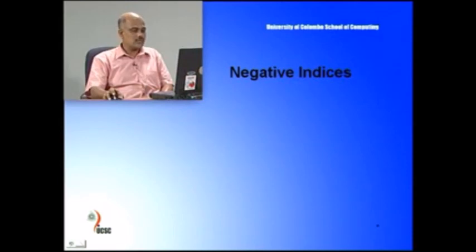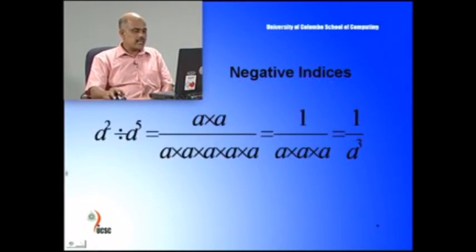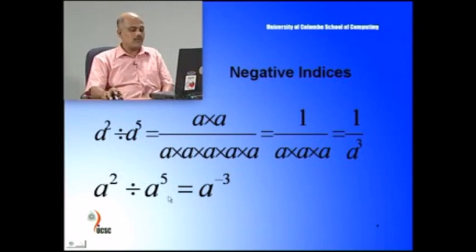Now, let us look at the interpretation or explanation of negative indices. Look at this example. As you know, a to the power 2 divided by a to the power 5 can be written as the product of a with itself 2 times divided by the product of a with itself 5 times, which simplifies finally to 1 over a to the power 3. And by using one of the rules of the indices, that can also be simplified to a to the power minus 3. So, by comparing these two terms, you realize that a to the power minus 3 is exactly equal to 1 upon a to the power 3.